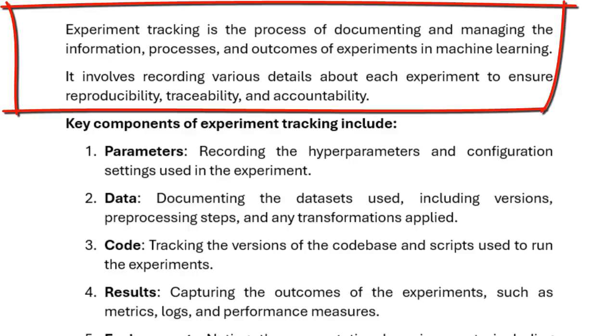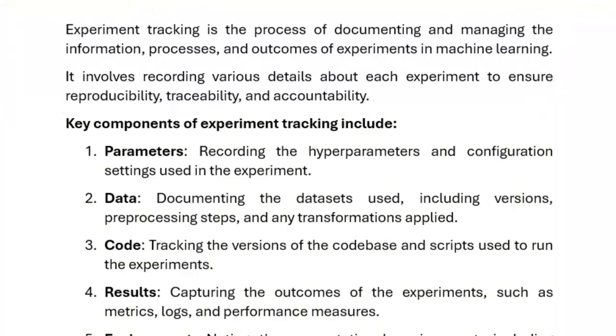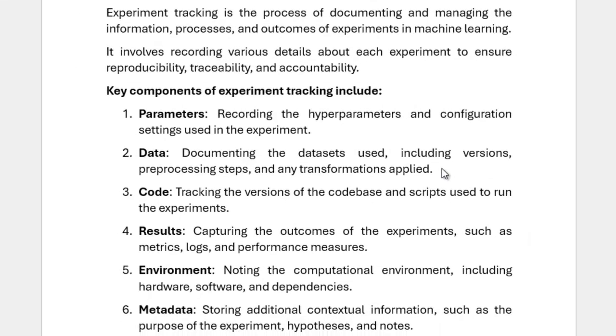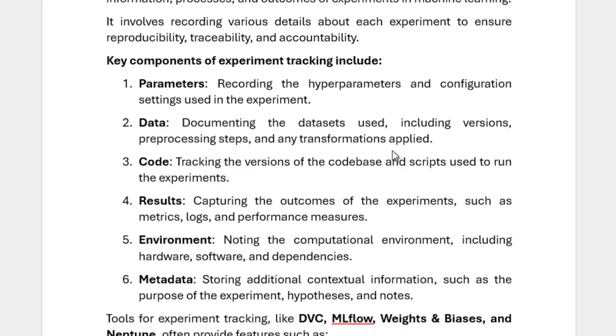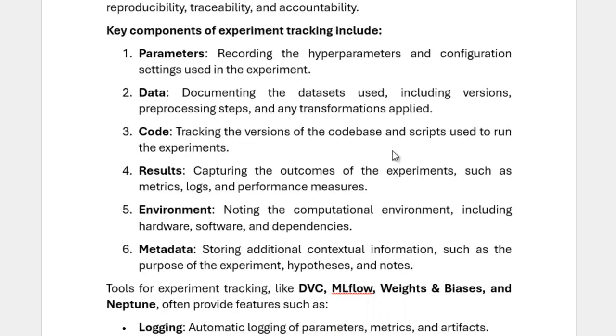So as you can see, experiment tracking is the process of documenting and managing the information, processes, and outcomes of the experiments in machine learning. It involves recording various details about each experiment to ensure reproducibility, traceability, and accountability. You can see key components of experiment tracking: parameters, data, code, results, environment, and metadata.